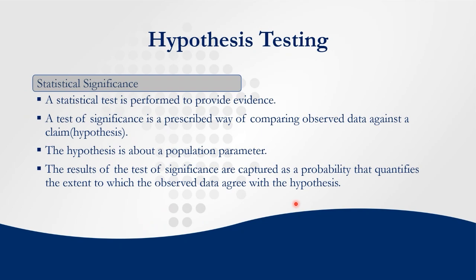Statistical tests, we do them to provide evidence. It is a prescribed way that we compare our observed data against a claim. So there is a claim that we make about the population, and then we take our data and compare the data against that claim. Hypotheses are about a population parameter, important. Our results are captured as a probability. It quantifies the extent to which the observed data agrees with the hypothesis, which will be the null hypothesis. We want to see the extent to which the data that we have observed agrees with the null hypothesis.